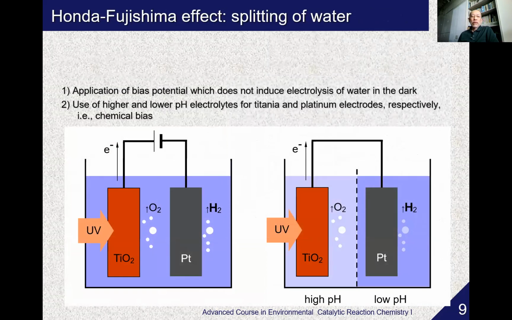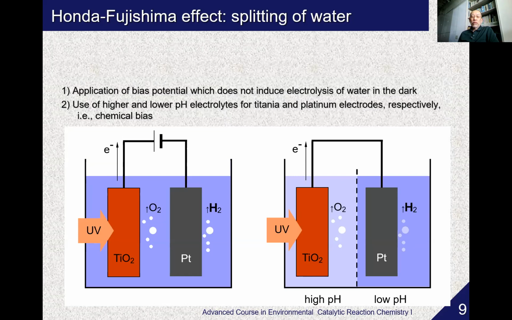That is, one is the left side one, where 2 electrodes, titanium and platinum electrodes, are connected, but between them there is an electric source. So the voltage is applied, but this voltage is not enough to drive electrolysis of water into hydrogen and oxygen. And hydrogen and oxygen evolution occurred only under UV radiation. This is the bias potential application. On the right side, that is shown in Figure 2.